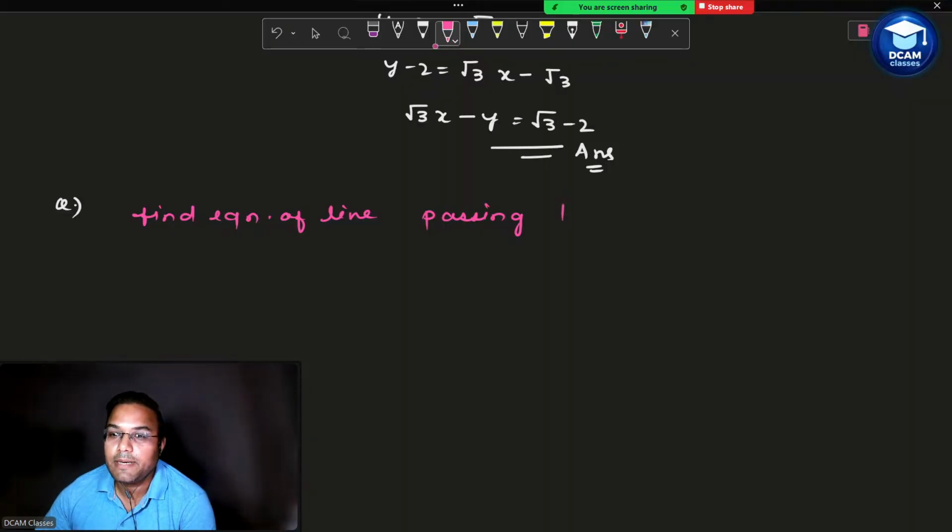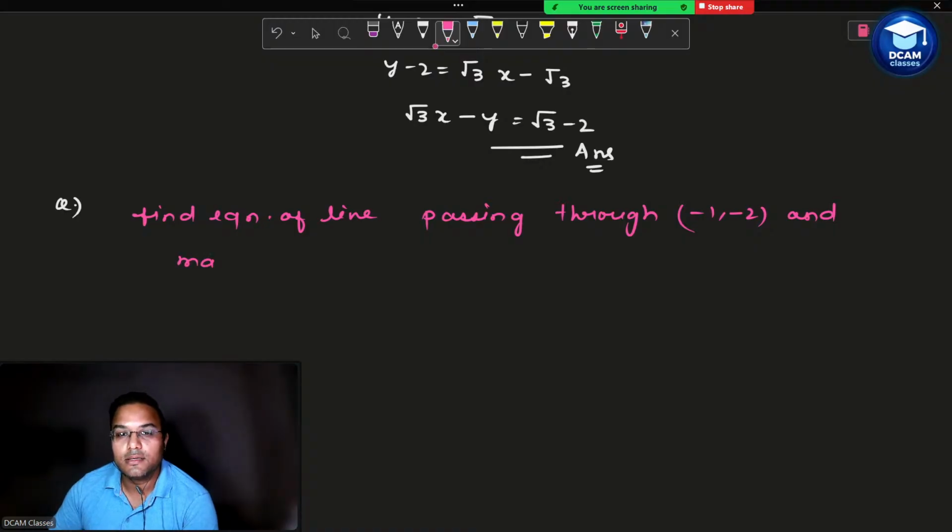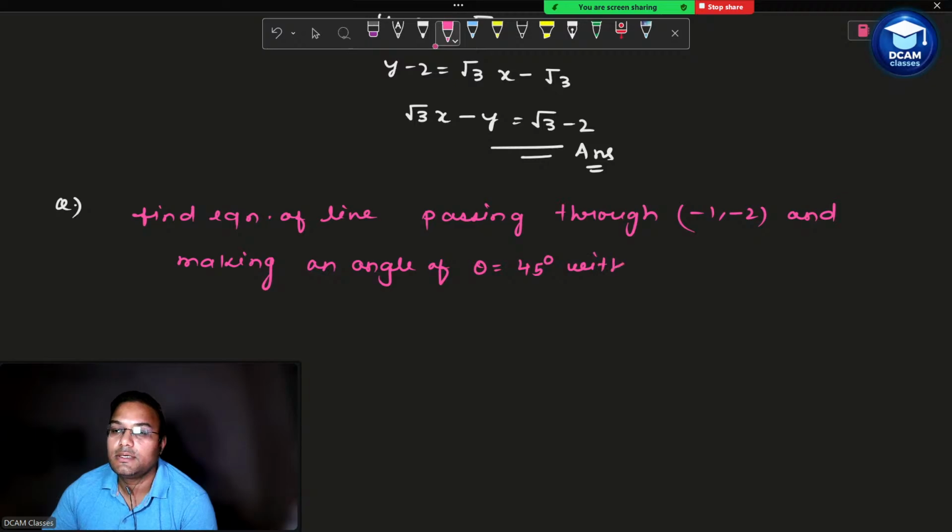Find the equation of line passing through -1 comma -2 and making an angle of theta is equal to 45 degree with the x-axis. Try to do it.